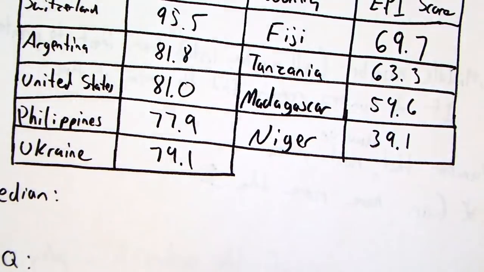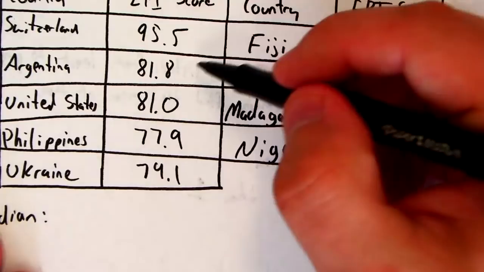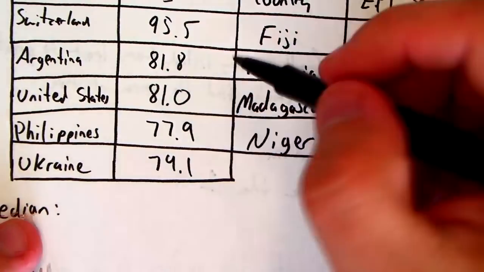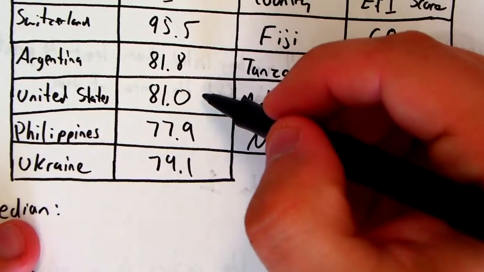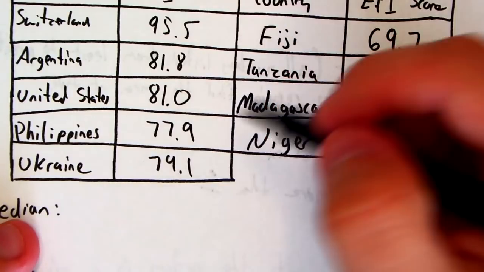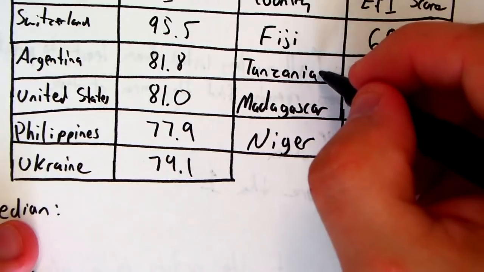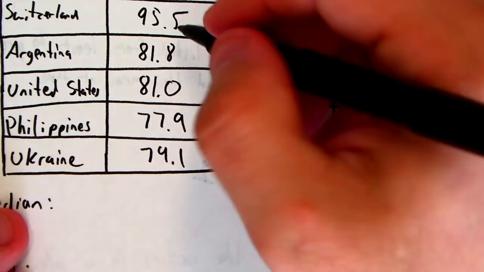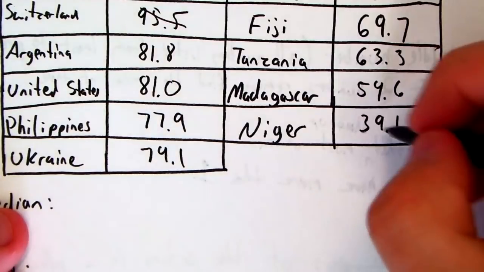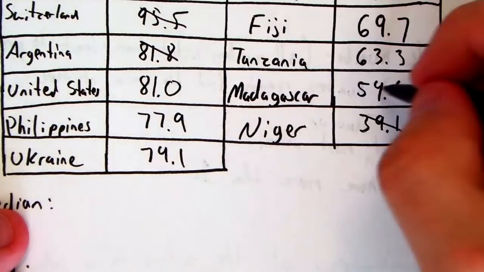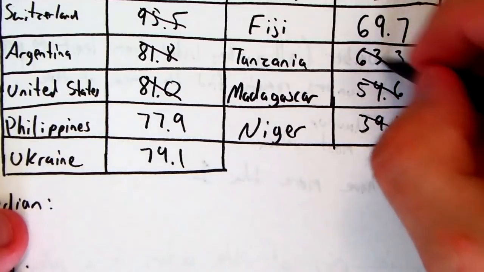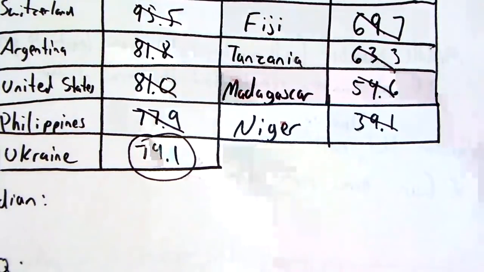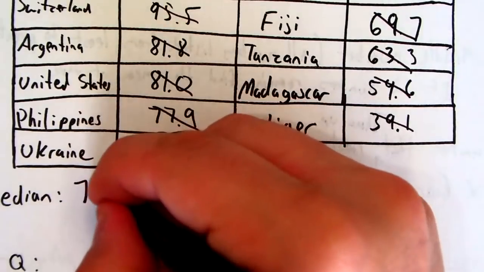Switzerland, as you can clearly see, is 95.5. The higher the score, the better they are at protecting the environment. As we go down, we have Argentina, United States, Philippines, Ukraine, Fiji, Tanzania, Madagascar, and Niger. For the median, we're going to start crossing off our numbers, one on the greater side, one on the least side, and moving through until we get the one that's left. So 74.1.